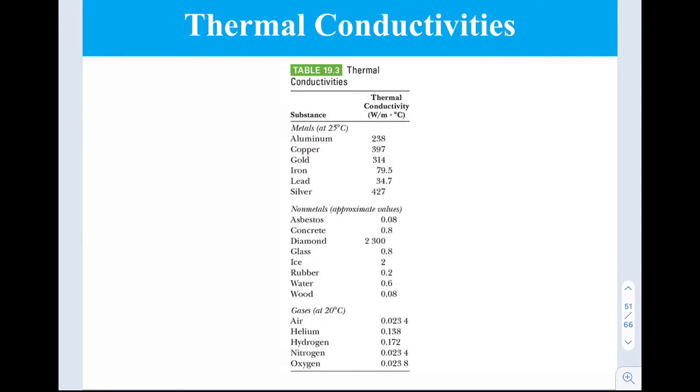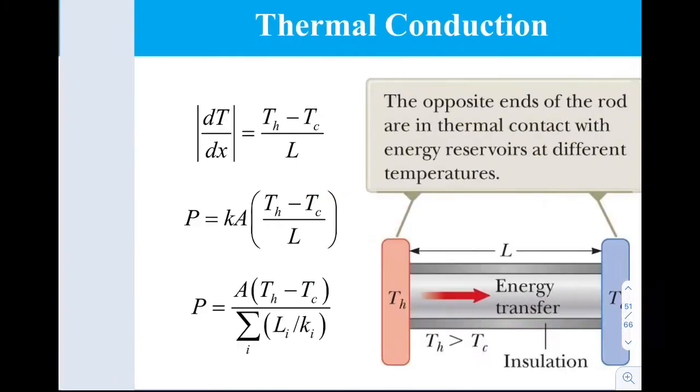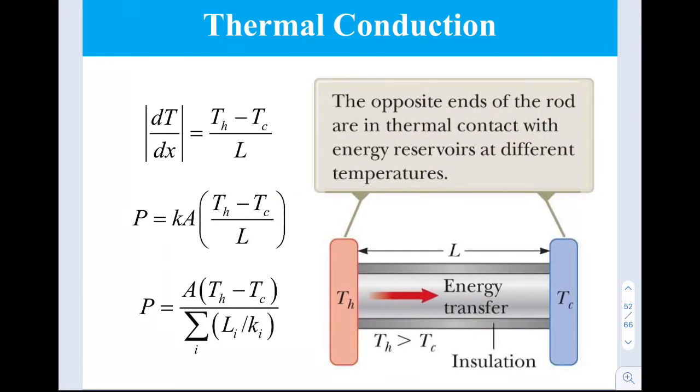So the thermal conductivity table, you have here a substance and the thermal conductivity of it. You may refer to this table later on. Continuation of thermal conduction: dT over dx just now is actually T_h minus T_c over L, right?